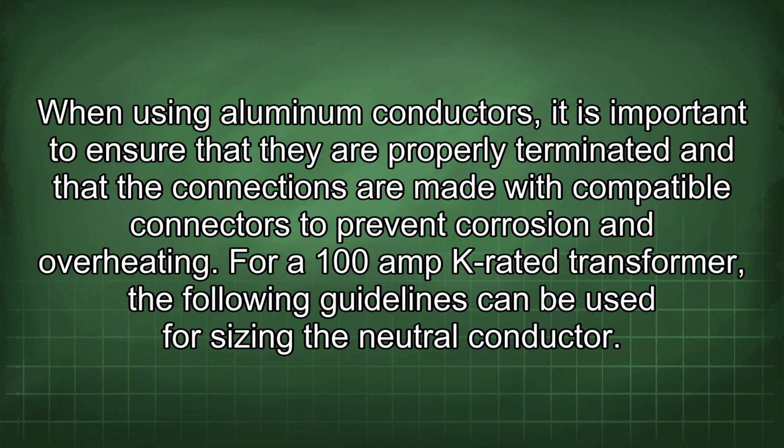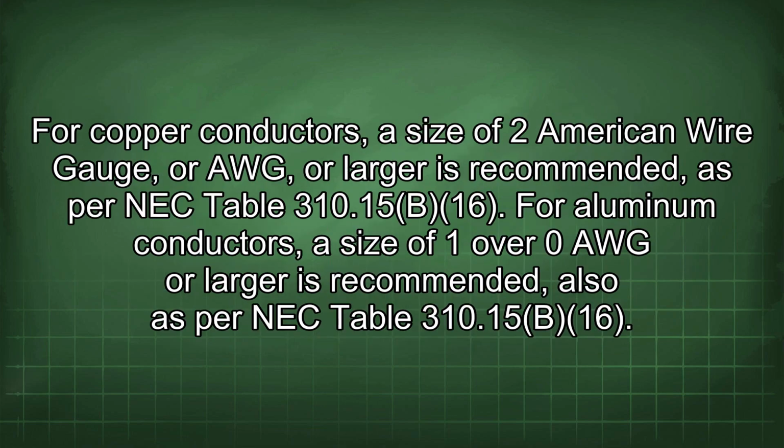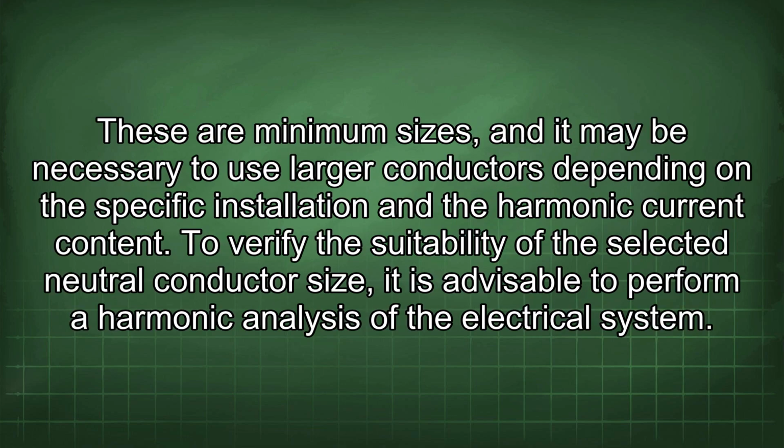For a 100 amp K-rated transformer, the following guidelines can be used for sizing the neutral conductor. For copper conductors, a size of 2 American Wire Gauge or larger is recommended, as per NEC Table 310.15(B)(16). For aluminum conductors, a size of 1/0 AWG or larger is recommended, also as per NEC Table 310.15(B)(16). These are minimum sizes, and it may be necessary to use larger conductors depending on the specific installation and the harmonic current content.